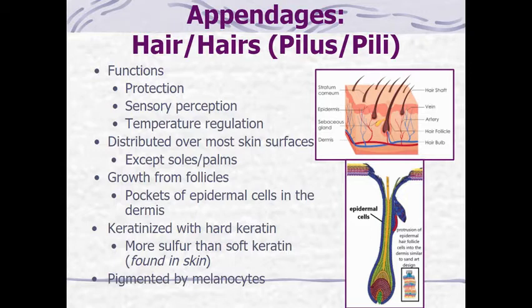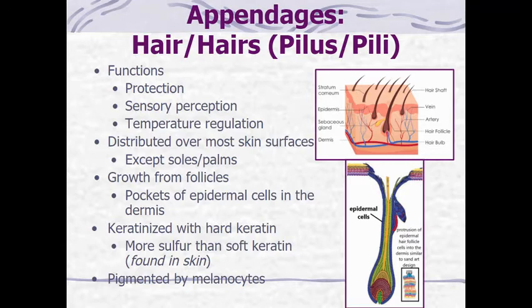Another skin appendage is hair. Fancier name for hair is pilus or pili. Functions of hair are protection, sensory perception, and temperature regulation. It's distributed over most skin surfaces except soles and palms, similarly to sebaceous glands, since sebaceous glands and hair follicles are linked together. Hair grows from follicles. The follicles we find in the dermis, however, they're actually epidermal cells. It's like the epidermis was pushed down into the dermis and it's growing a hair from that pocket.